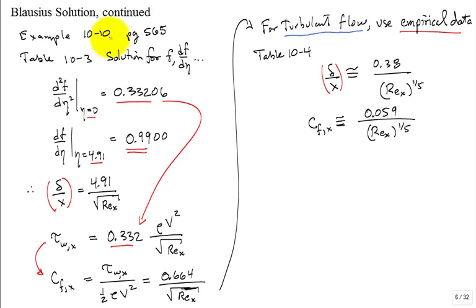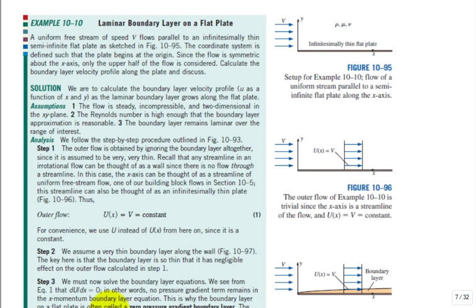So it's worked out in example 10.10 on page 565. I think I copied it right here, at least the beginning of it. This is a chapter we skipped because there's not as much of the material in it that I needed to get to. So I'll just allude to this part as being used in this, what we did skip, chapter 10. So laminar boundary layer on a flat plate. And so there's the discussion.